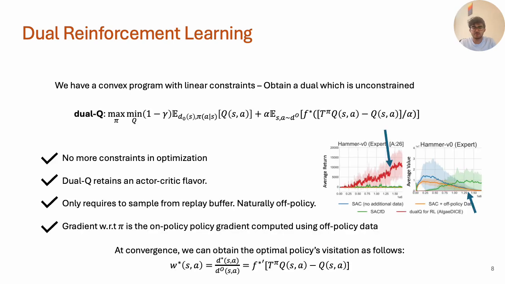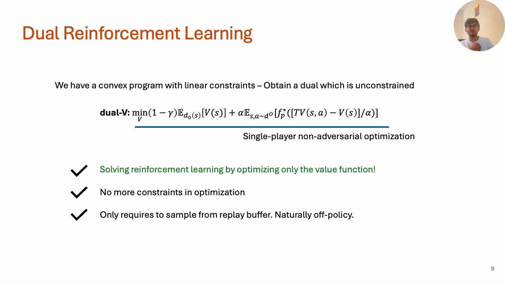Taking the primal Q objective from the previous slide, we can convert it into an unconstrained dual objective. Both objectives have the same optimal solution as strong duality holds. Note that the dual objective is completely off-policy and has an actor-critic flavor along with some of the benefits listed below in the slide. Now, an even more interesting transformation is the result of taking the dual for the primal V problem. We obtain an objective for reinforcement learning that can learn without a two-player actor-critic game.